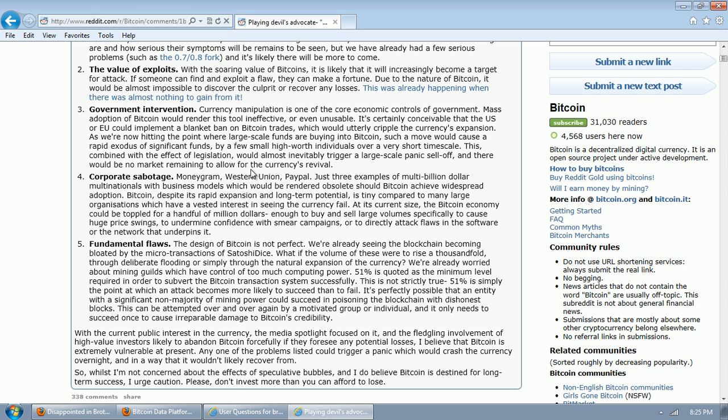Government intervention. Currency manipulation is one of the core economic controls of government. Mass adoption of Bitcoin would render this tool ineffective or even unusable. It's certainly conceivable that the US or EU could implement a blanket ban on Bitcoin trades, which would utterly cripple the currency's expansion. As we're now hitting the point where large-scale funds are buying into Bitcoin, such a move would cause a rapid exodus of significant funds by a few small high-worth net individuals over a very short time scale. This, combined with the effect of legislation, would almost inevitably trigger a large-scale panic sell-off, and there would be no market remaining to allow for the currency's revival.